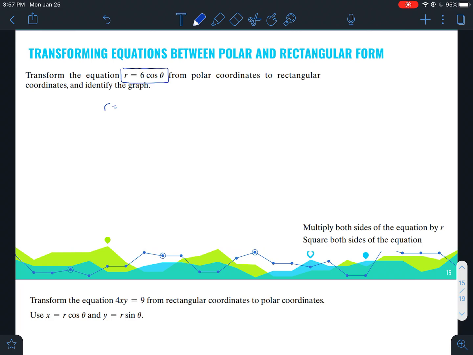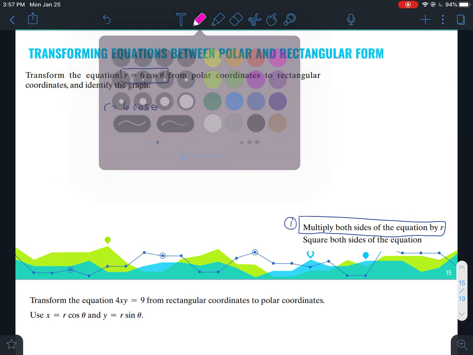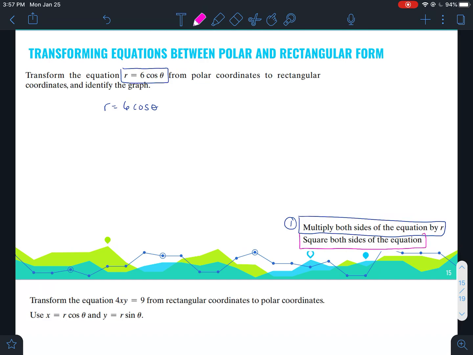So r equals 6 cosine theta. We can graph that in polar form, but we can also convert it to rectangular form to graph it, and they would make the same graph. There are two common ways to convert from polar to rectangular. One option is to multiply both sides of the equation by r, or another option is to square both sides of the equation.